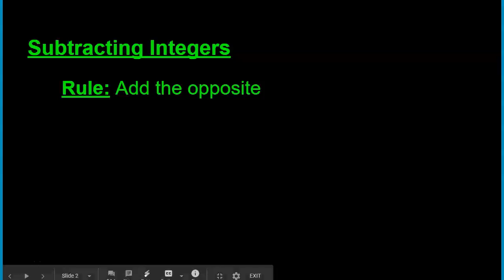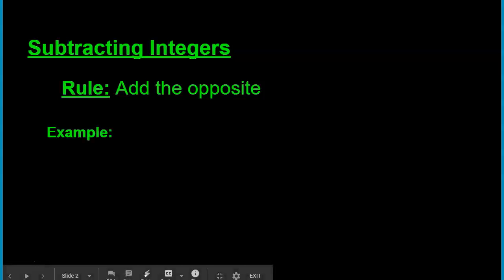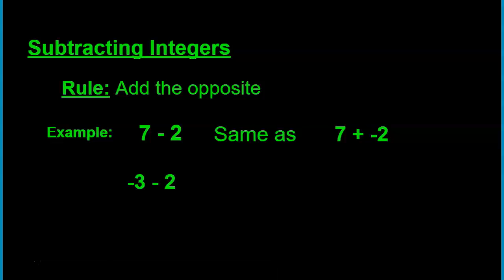So for subtracting integers, the rule is quite simple. We add the opposite. We change subtraction to addition, and we change the sign of the second number. If it's positive, it becomes negative. If it's negative, it becomes positive. Here's an example. If we had 7 minus 2, it's the same thing as 7 plus negative 2. Notice subtraction changed to addition, and 2 changed to negative 2. Another example would be negative 3 minus 2 is the same thing as negative 3 plus negative 2.